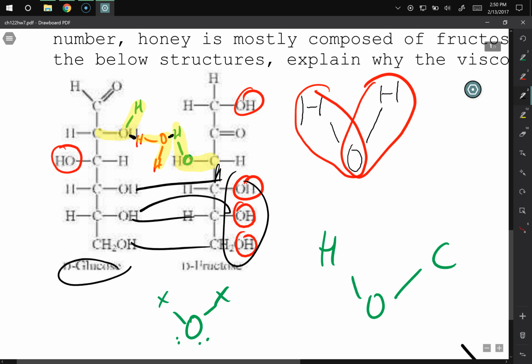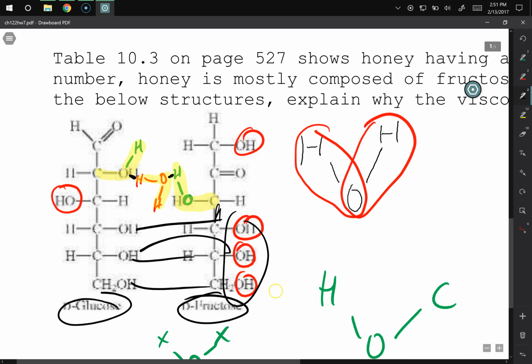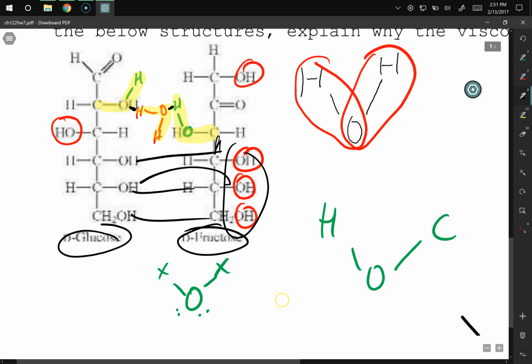What are these things? Sugars, right? So sugars bond well to themselves. Like frosting, right? Like sugar frosting, that kind of stuff. Caramel, taffy. High viscosities on those things.